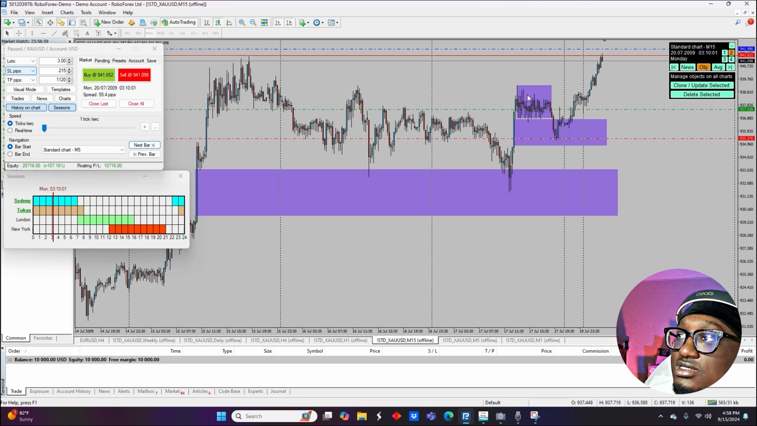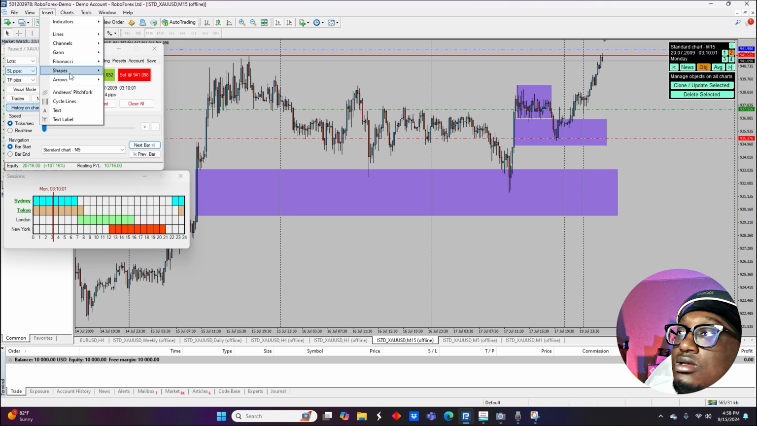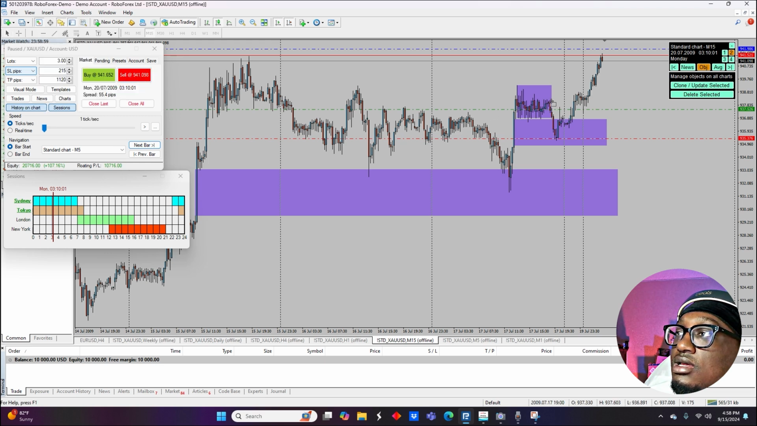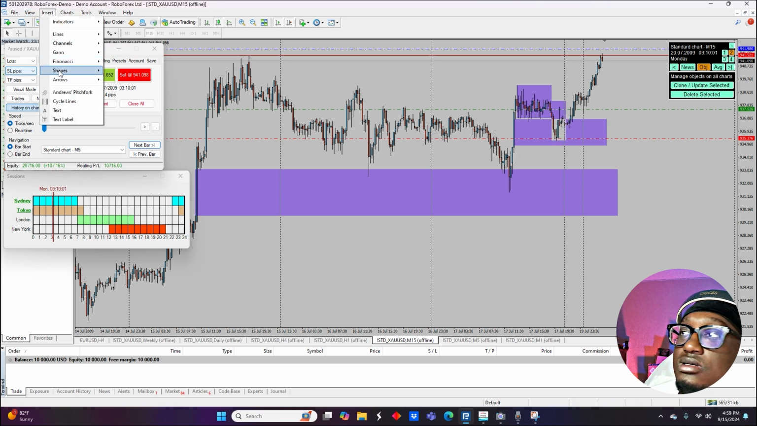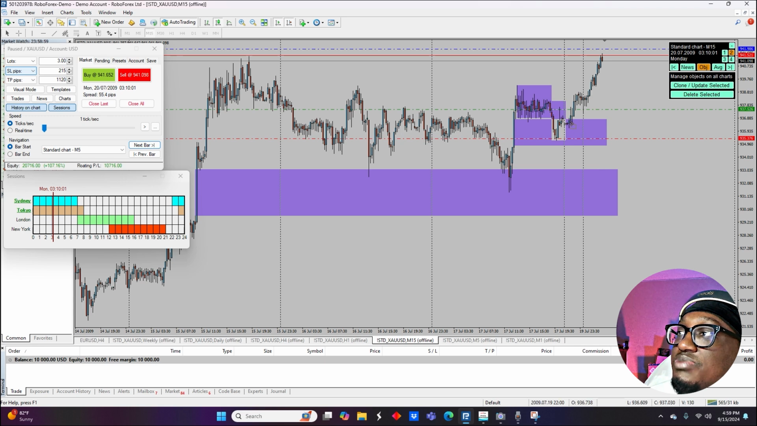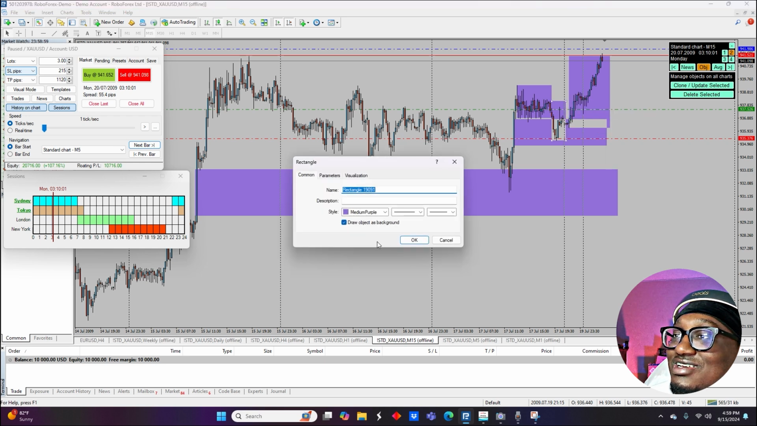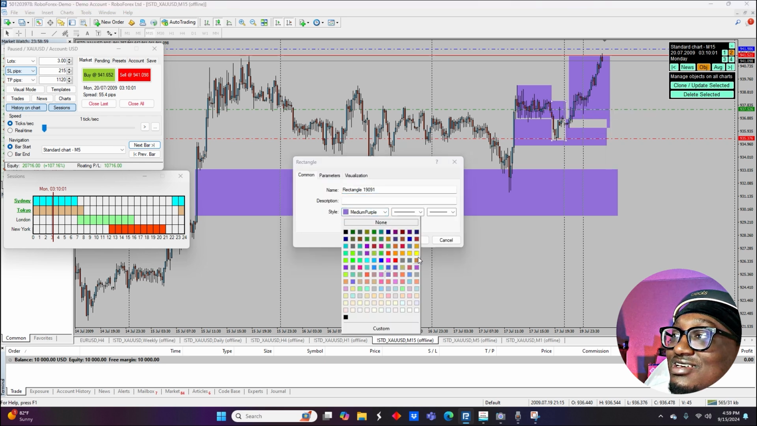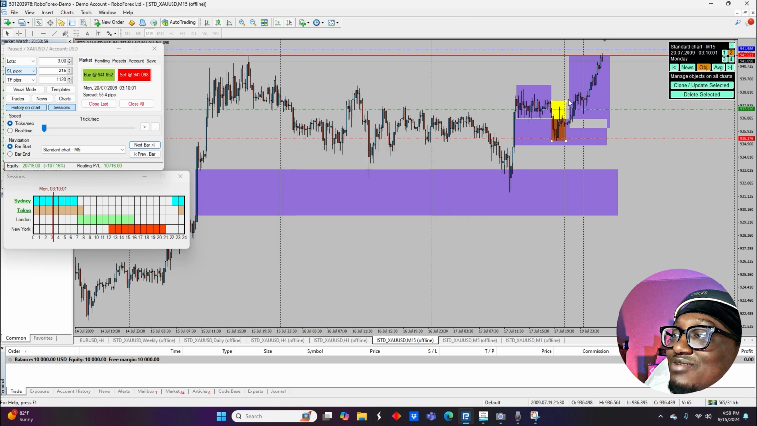This is the range. It manipulated down here into this fair value gap, and then it displaced up. Let me change the color so you guys can see it. It's crazy, right? It manipulated down into this fair value gap right here, right?